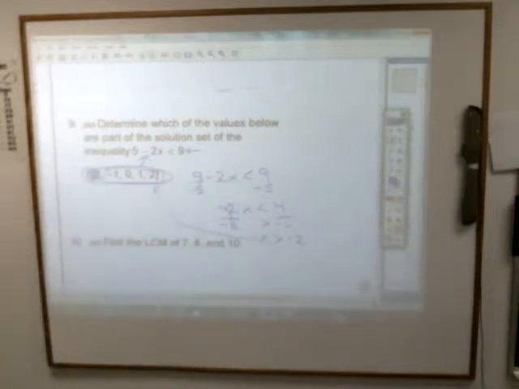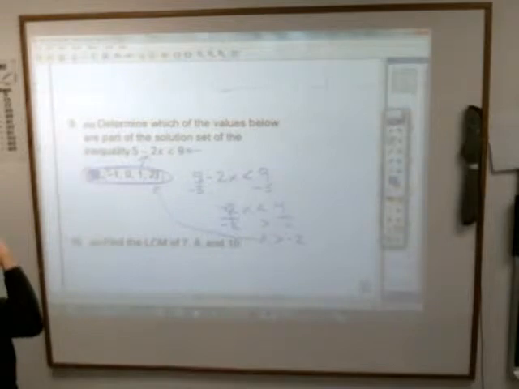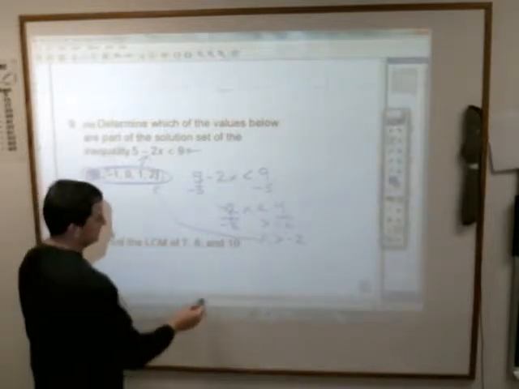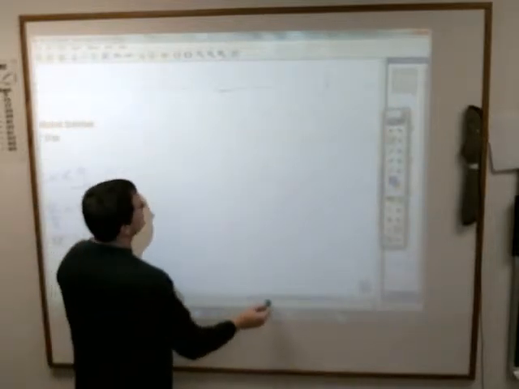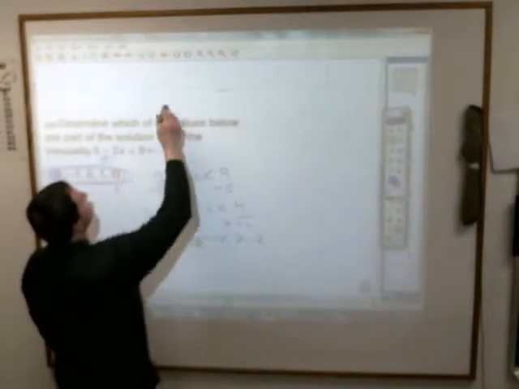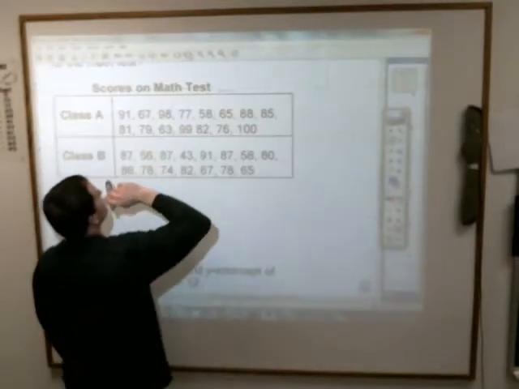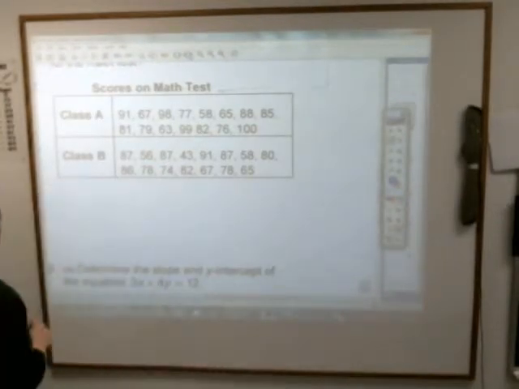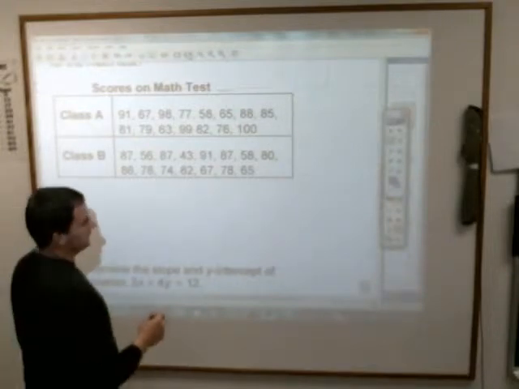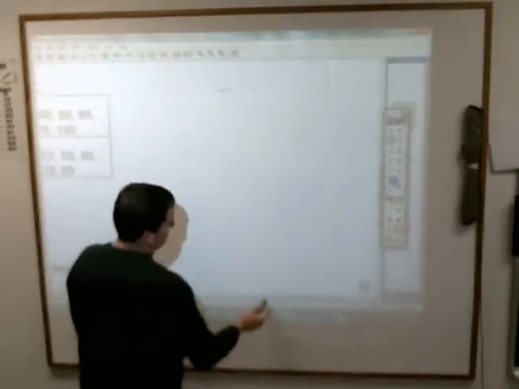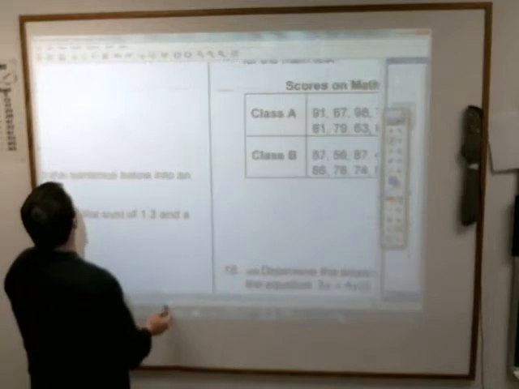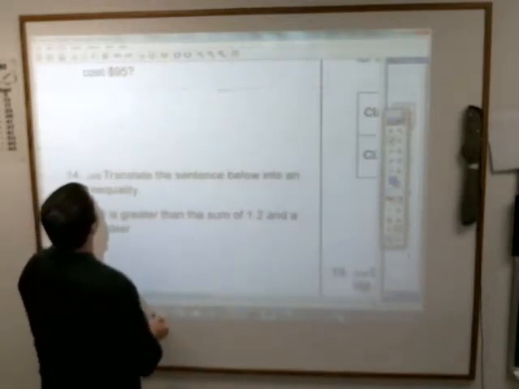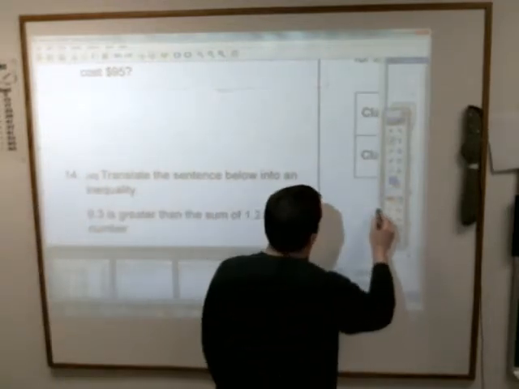Yes, snapping will get you nowhere. Jack, for number 13, I've done the math, and the answer for the first half is not 23.75. It's 23.36. How confident are you, Jack, of your answer? Pretty confident. What problem are we on? Number 13. Okay.